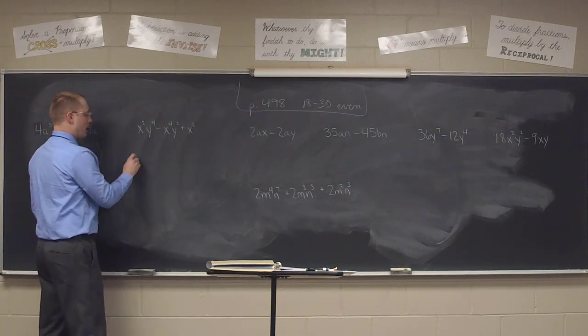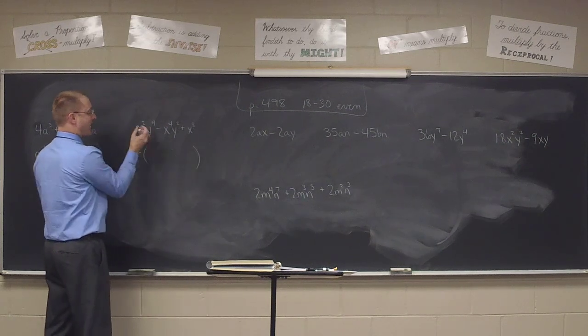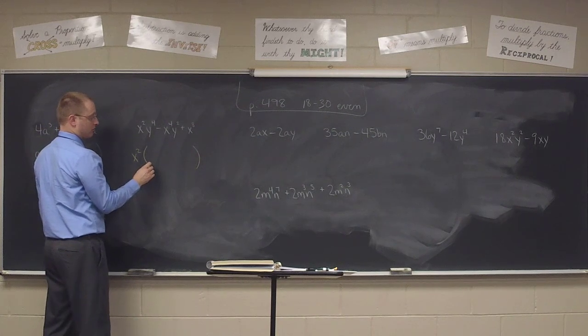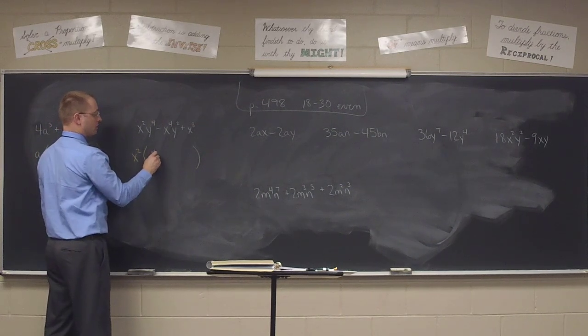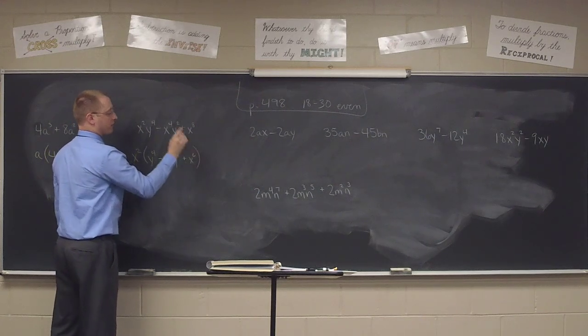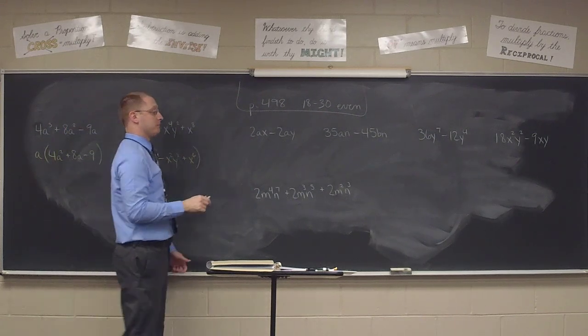Lana, on the next one, what was the common factor you identified? x squared. And what did you get when you pulled an x squared out of every term? y to the fourth minus x squared y squared plus x to the sixth. Perfect.